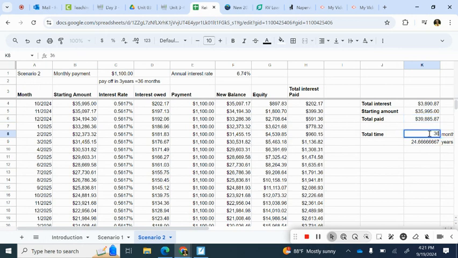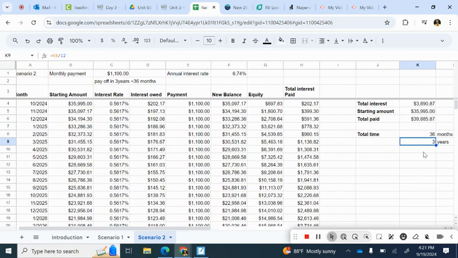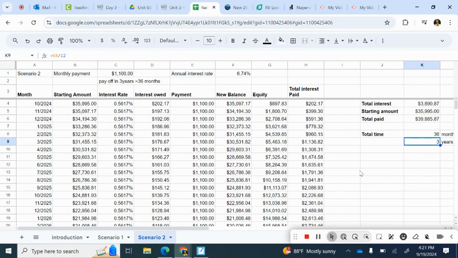And then this part is easy. 36 months, 3 years. And that's it for sheet 2. If you did sheet 1 right, sheet 2 should be really easy.